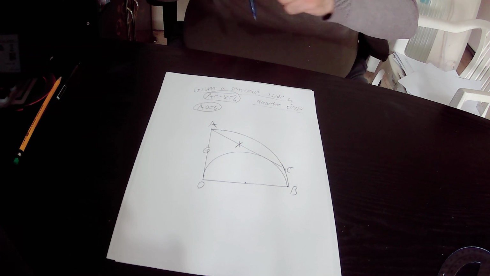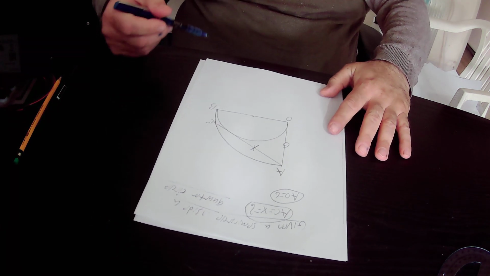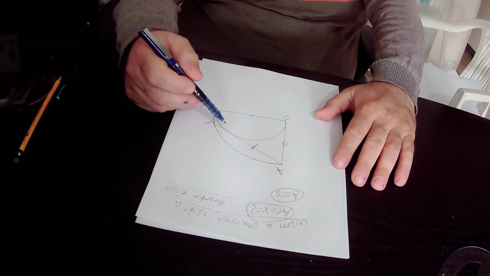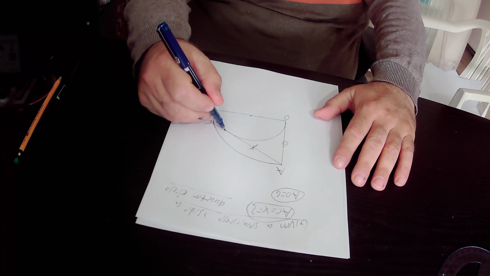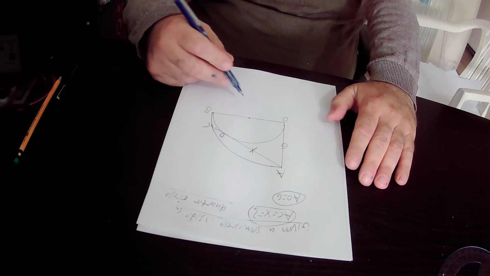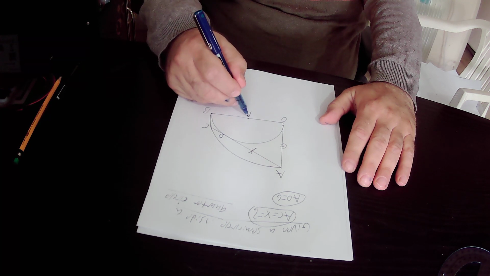and we will define the point of tangency of tangent AC with the semicircle as point D. We will define the center of this semicircle as point P.